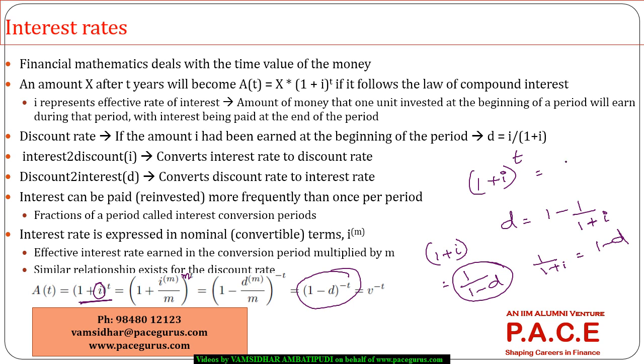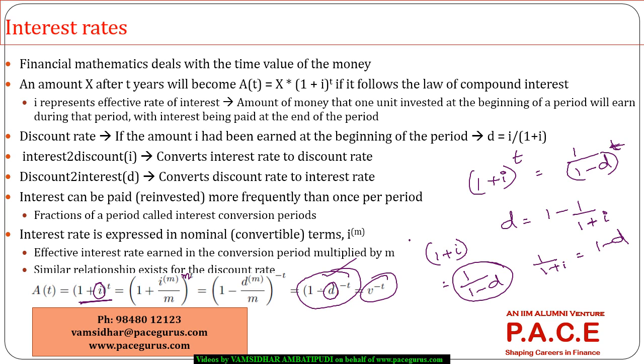So with these relationships you need to have a comfort level. So I can very well write it as 1 by 1 minus d to the power t, which is the other way of writing 1 minus d to the power minus t. Now the same thing, d is like an annual rate of discount. But if the discounting is happening every period, with mthly conversion, I can write it as dm by m to the power minus t. Here the t is in terms of number of periods.